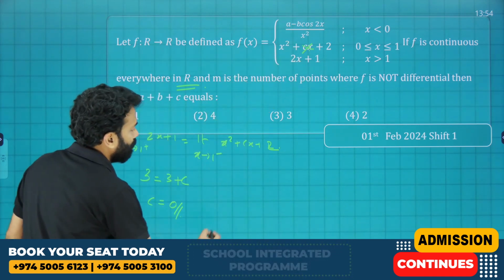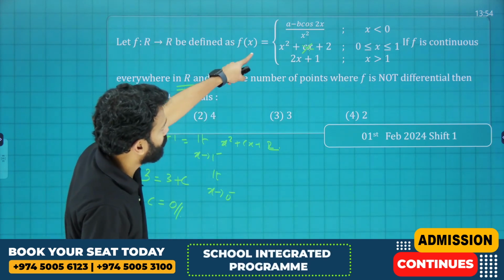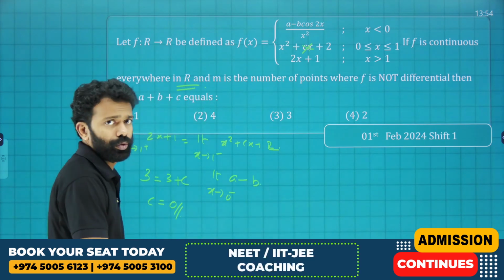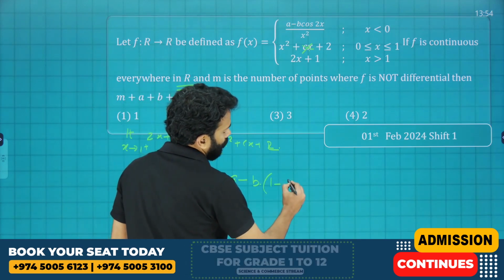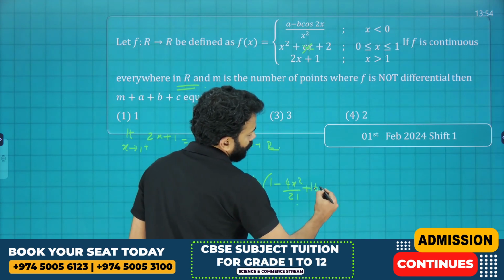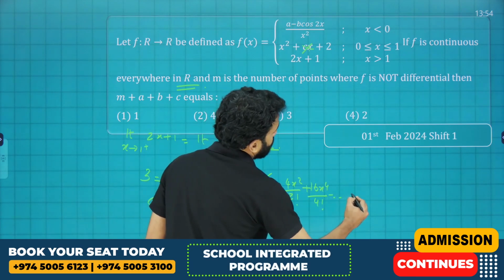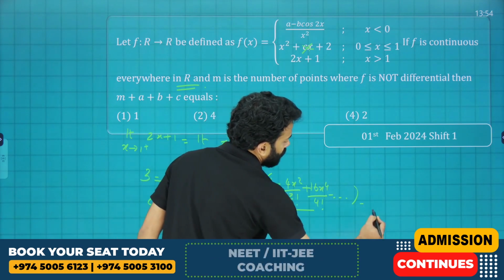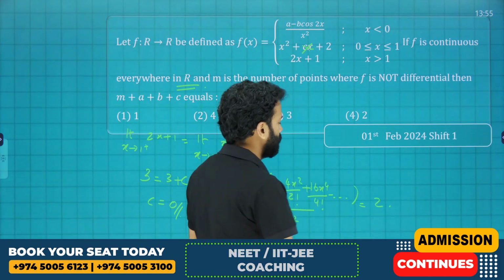That is the limit as x tends to 0 minus. This one will be there, right? That is (a − b cos 2x). For cos 2x, we can apply the Maclaurin series here. It will be b into (1 − 4x² by 2 factorial + 16x⁴ by 4 factorial − etc.), divided by x², which is equal to the right-hand limit. This won't be there, therefore it is equal to 2.